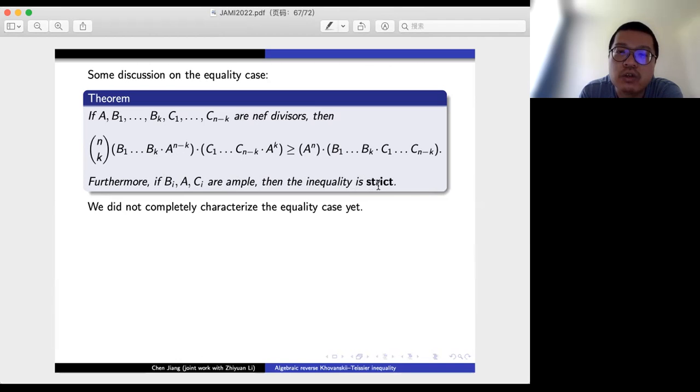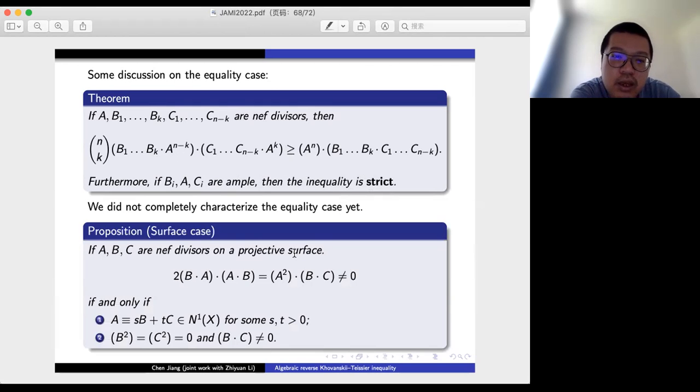Then the inequality is strict. But also, of course, it's very interesting to see whether we can get some characterization of the equality case. So, for example, for surfaces, it's very easy. Let me explain. For surfaces, when A, B, C are nef divisors, then the equality holds.